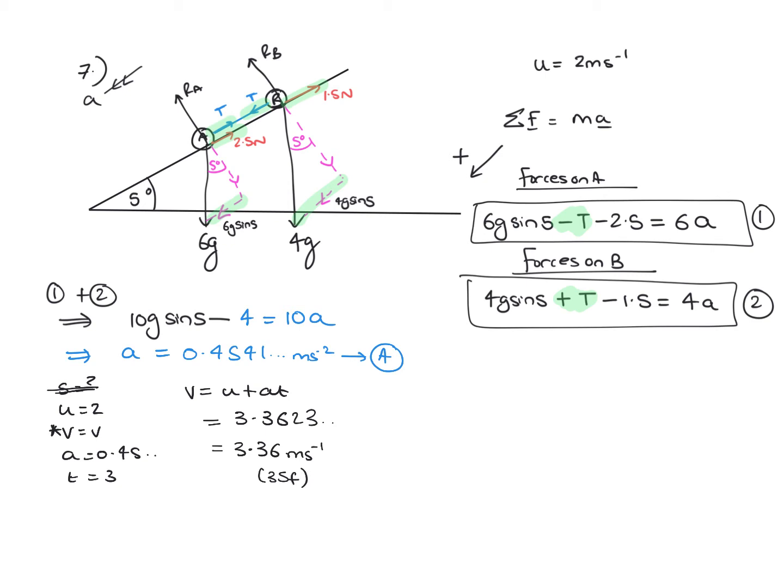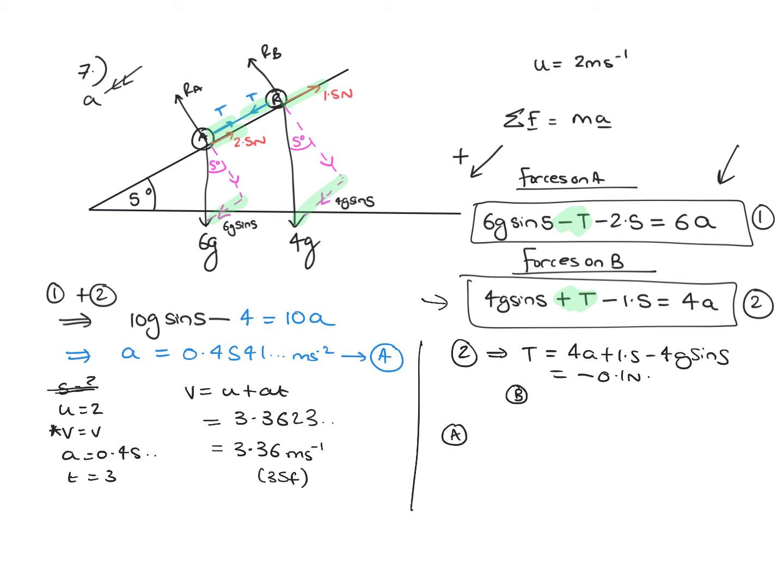Now, going back to our simultaneous equations over here and here, we're going to use equation 2 to work out what T is, remembering that in this context, T is the force acting on either particle A or particle B. So this gives me T equals 4a plus 1.5 minus 4g sin 5. Let's use our calculator to work that out. Now this comes to minus 0.1 newtons, which means that the direction of the forces acting on the particles, we have not got that correct.